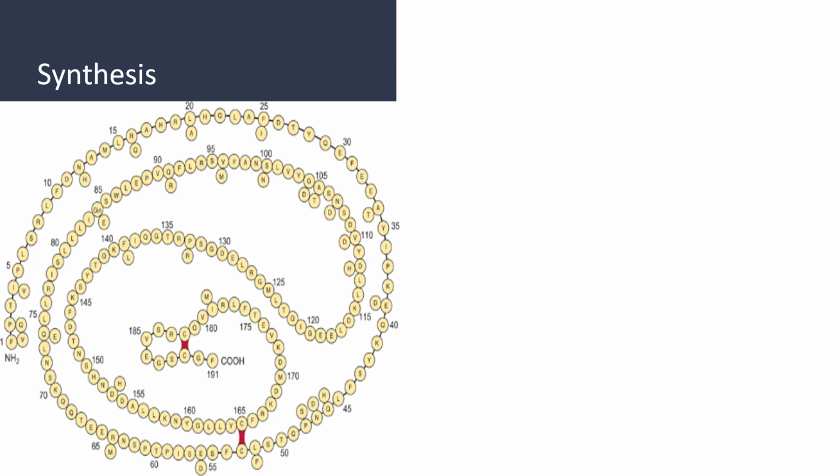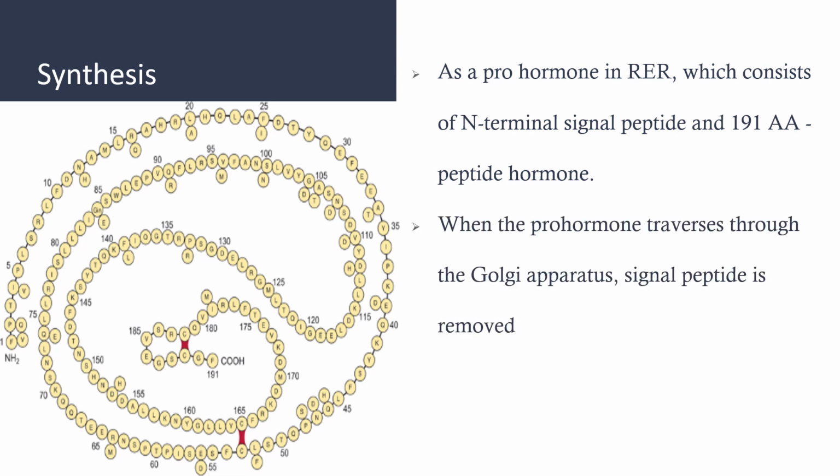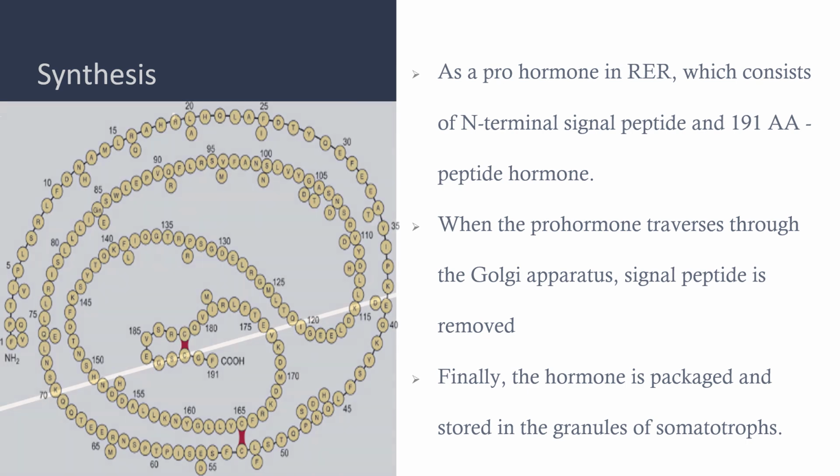Synthesis: growth hormone is synthesized as a large prohormone in the rough endoplasmic reticulum. The prohormone consists of an N-terminal signal peptide and a 191 amino acid peptide hormone. Subsequently, the signal peptide is removed when the prohormone traverses the Golgi apparatus. Finally, the hormone is packed and stored in the granules of the somatotrophs.